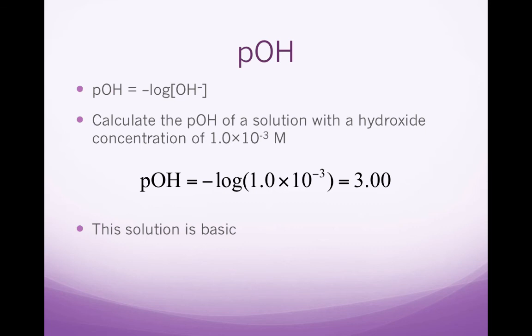So we want to calculate the pOH of a solution with a hydroxide concentration of 1 times 10 to the negative 3 molar. So our pOH is equal to negative log of 1 times 10 to the negative 3, which is equal to 3.00. This solution is basic because it's opposite of pH, right? If we have a pH less than 7, it's acidic. A pH greater than 7, it's basic. With pOH, less than 7 is basic. pOH greater than 7 is acidic.